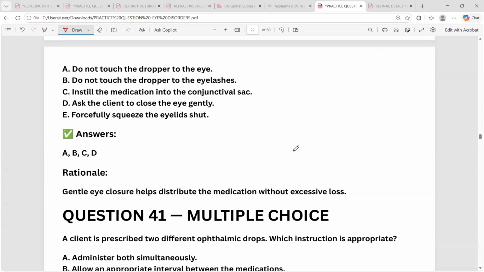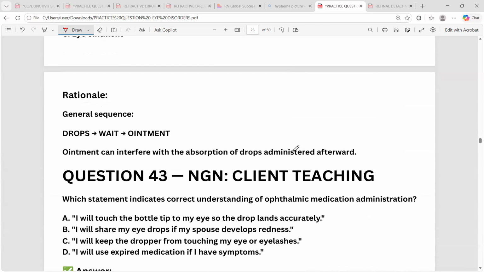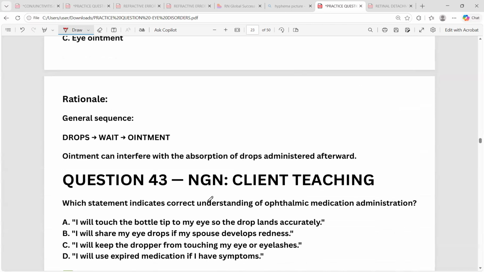One more question we can do and we can wind up. This question also you can read it and you can tell me the correct answer. Which statement indicates correct understanding of ophthalmic medication administration?